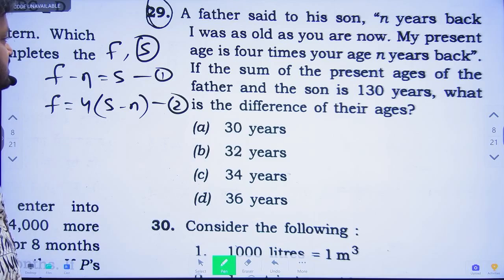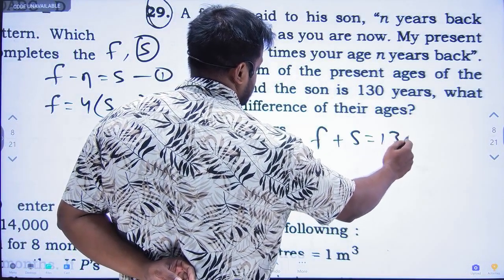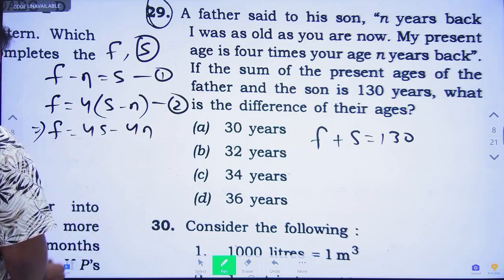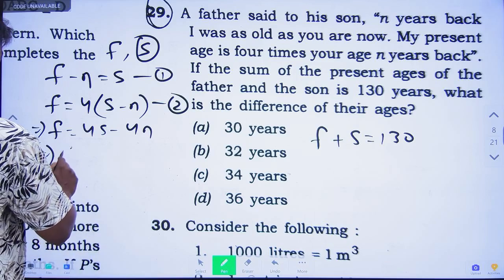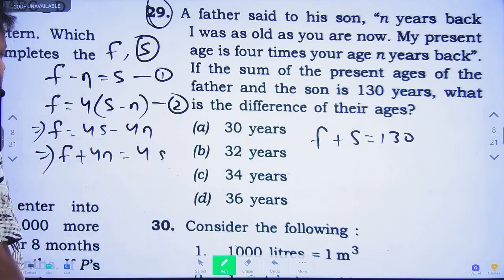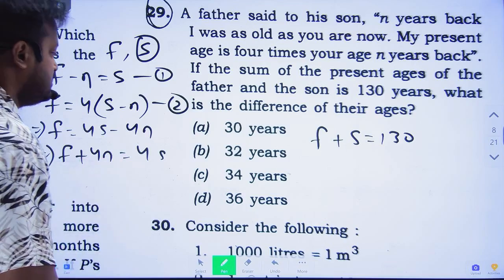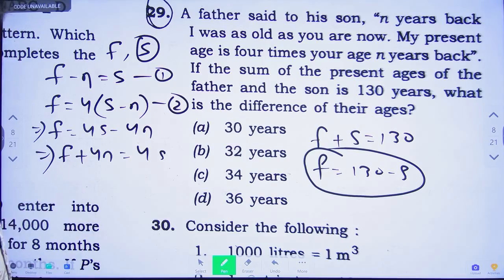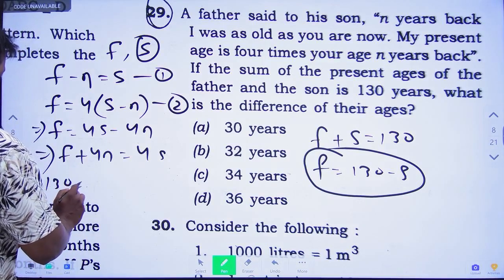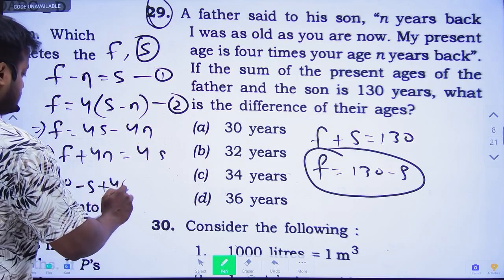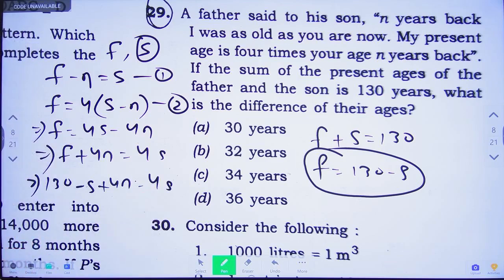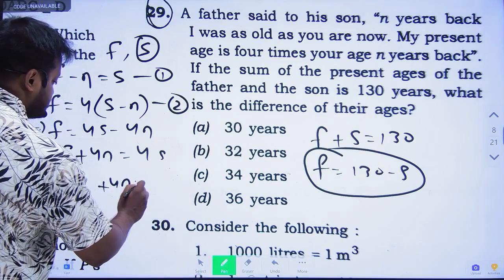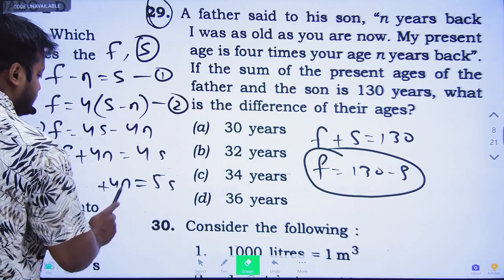Then the sum of present ages of father and son is 130, means F plus S is 130. So let's solve these equations a bit. F equals 4S minus 4N, that implies F plus 4N equals 4S. Let me convert it into S. I can say F equals 130 minus S. So putting 130 minus S, 130 minus S plus 4N equals 4S. Fine, rearranging the equation, 5S equals 130 plus 4N.